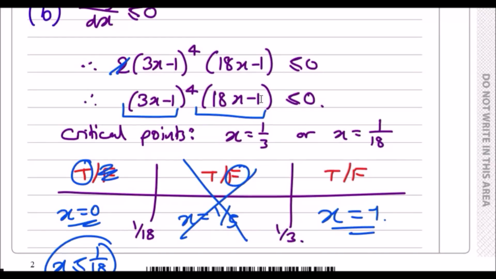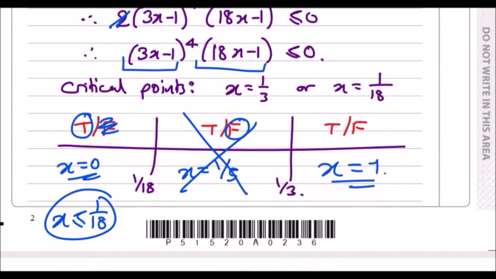Now picking a value bigger than 1/3, I'm just going to say 1, because it's easy. Plug in 1 over here, and you'll realize again you're going to get a positive value, because you're going to get 3 take away 1, which is 2 to the power 4, which is positive, and then 18 take away 1 is 17. So you get two positive numbers multiplied. Of course you get a positive answer. So it's going to be false. So again, this is false.